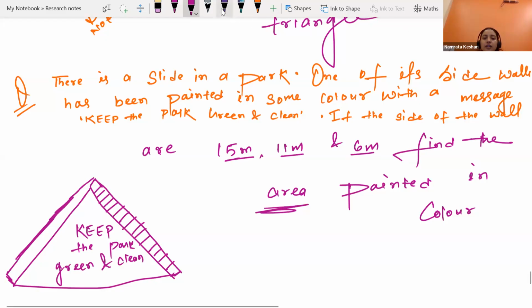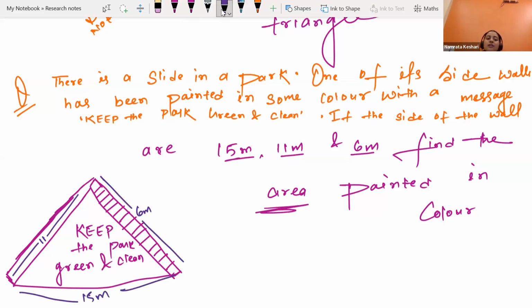Okay, so here it says there is a slide in the park. One of the side walls is painted with some color with the message. It is given in the figure itself that the sides of the wall are like this: this is 11 meter, this is 6 meter, and this is 15 meter, and hence find the area which is painted. We are having a triangle where each side is given. We will be finding the area. It's that simple. Please find the area.